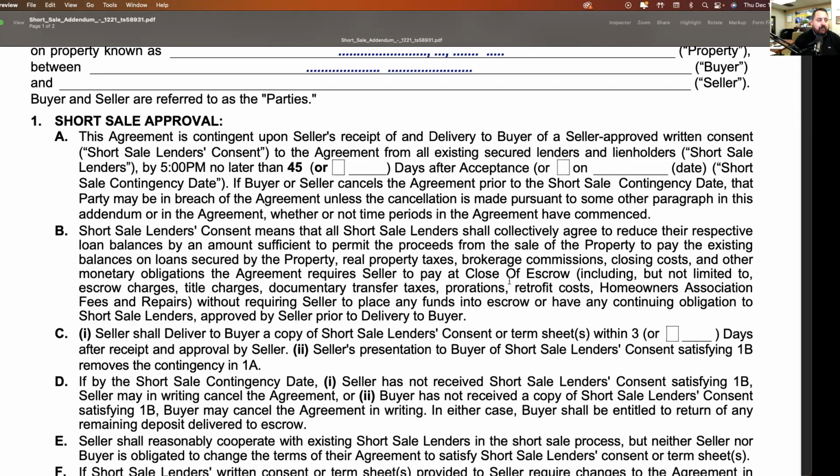Short sale lender's consent means that all short sale lenders shall collectively agree to reduce their prospective loan balances by an amount sufficient to permit the proceeds from the sale of the property to pay the existing balances on loans secured by the property, real property taxes, brokerage commissions, closing costs, and other monetary obligations this agreement requires seller to pay at close of escrow, including but not limited to escrow charges, title charges, documentary transfer taxes, prorations, retrofit costs, homeowner association fees, and repairs, without requiring seller to place any funds into escrow or have any continuing obligation to short sale lenders, approved by seller prior to delivery to buyer.